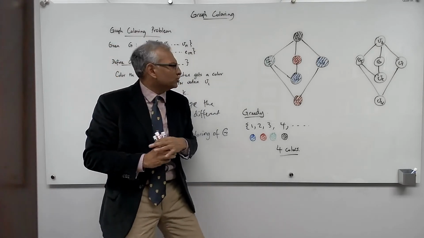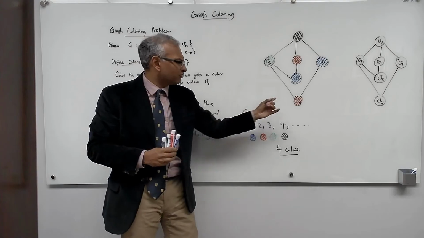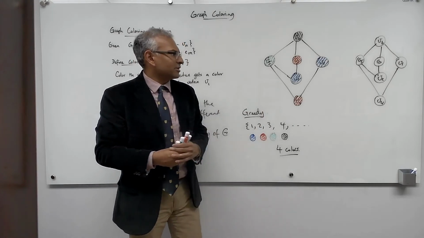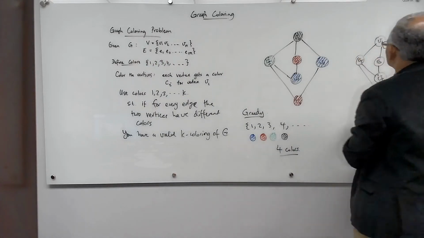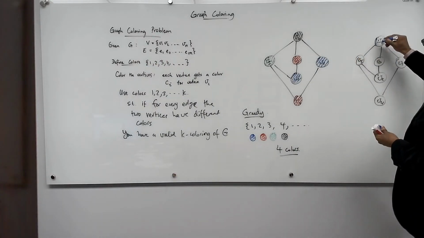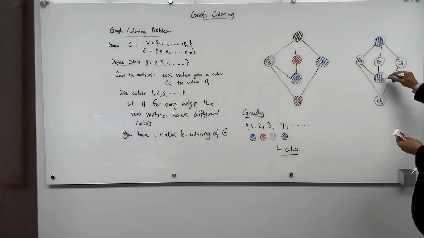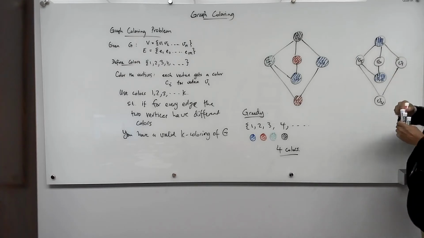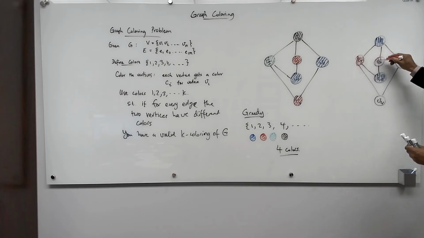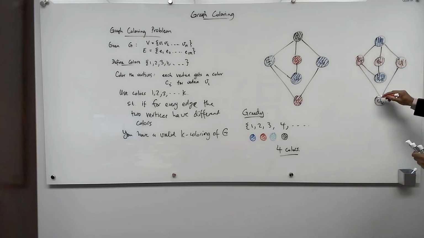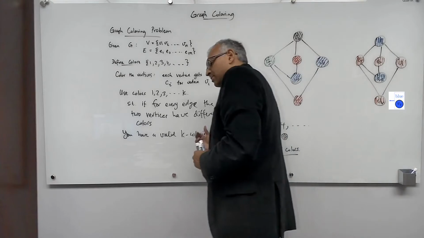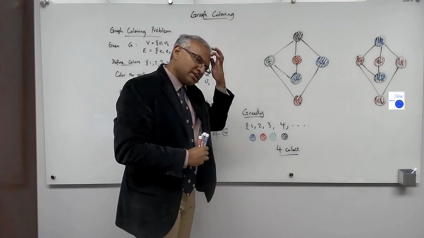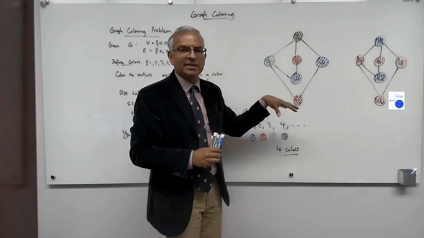But is it optimal? Nowhere close. We used 4 colors to get a valid coloring. I claim you can do it with just 2 colors. Here, I'm going to give this guy blue, and this guy blue, and then I'm going to give these guys red, and red, and now I've done it with just 2 colors. So the problem with greedy is that it may use more colors than necessary. It always guarantees that you get a valid coloring.